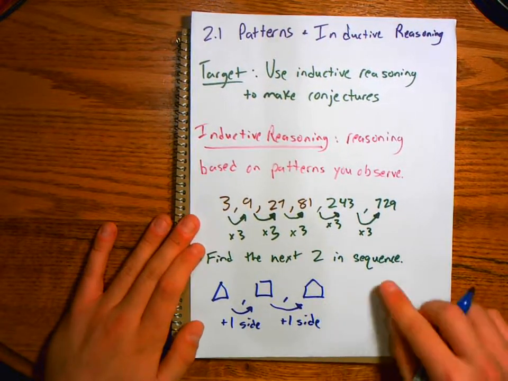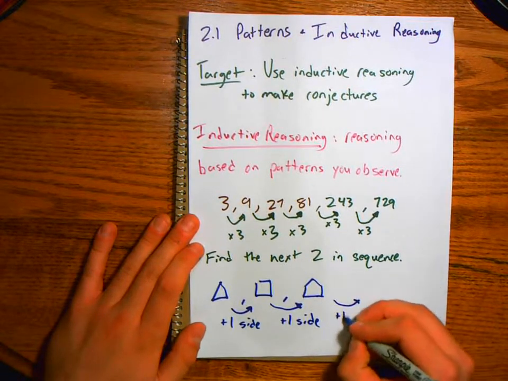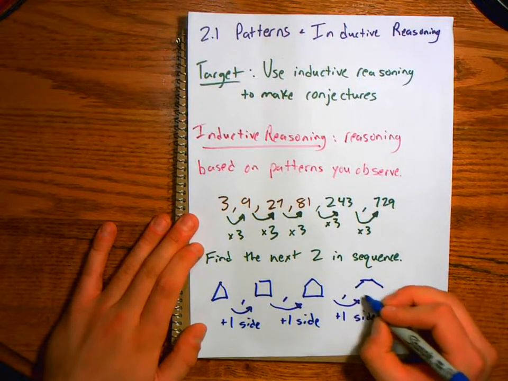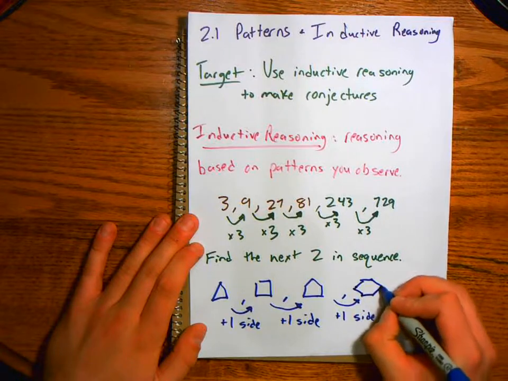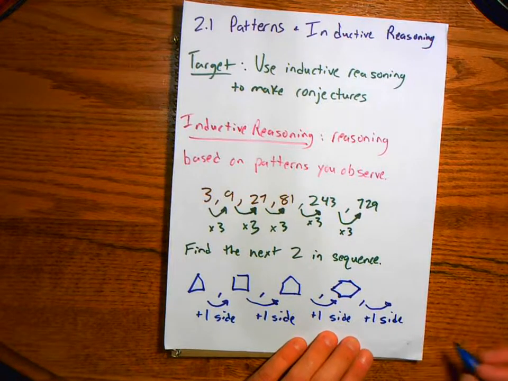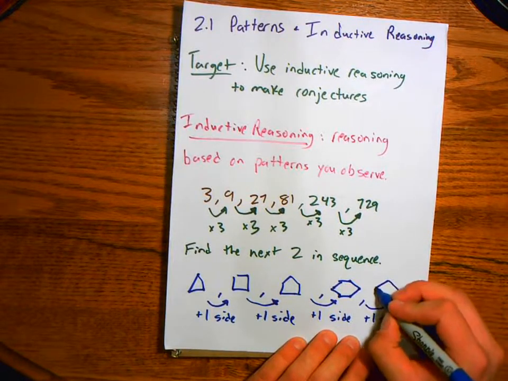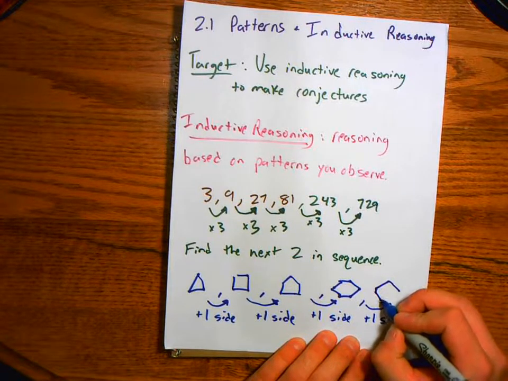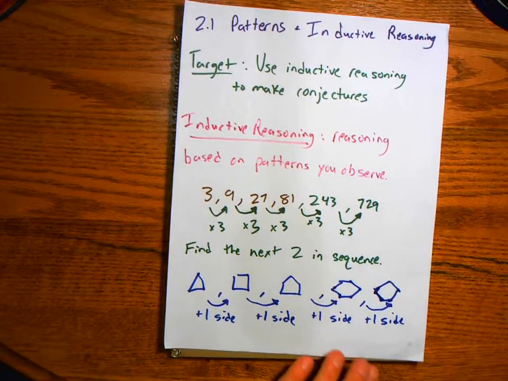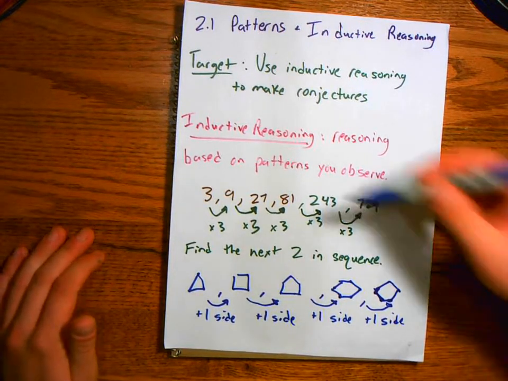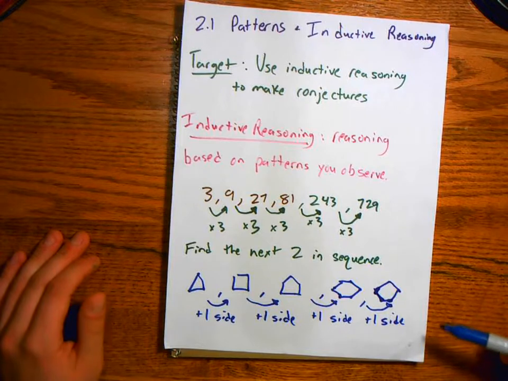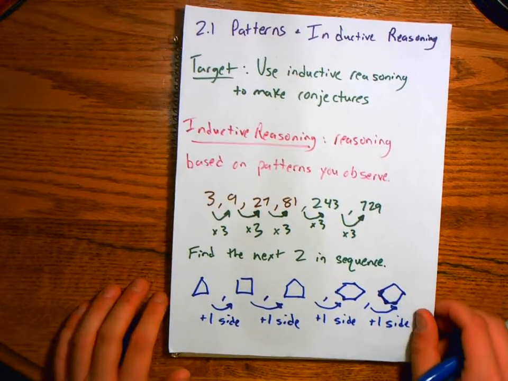So to go from the pentagon to the next shape, all you do is you add one side, and you get a hexagon. Then to go to the next one, you add another side. Okay, so this is using inductive reasoning, finding patterns between each object, each number, and you could use this to find the next numbers or objects in each sequence.